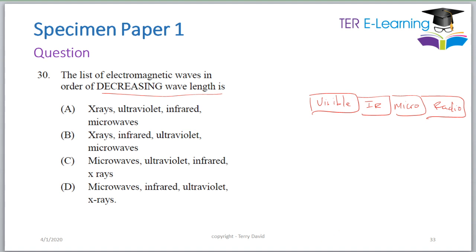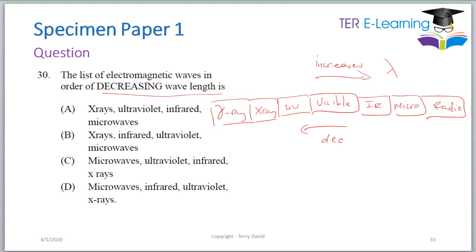On the left hand side we have UV, X-ray, and gamma, right? So you have UV on this side, then you have X-ray on this side, and then we have gamma rays on this side here. So this is kind of what the spectrum looks like, and my wavelength increases in this direction. So wavelength increases this way, right? And therefore obviously wavelength decreases this way.